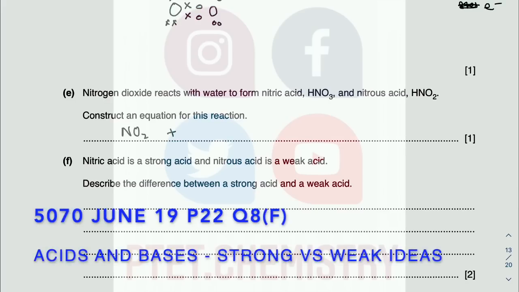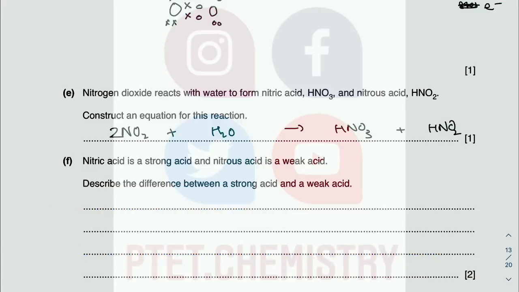NO2 reacts with water to give you nitric and nitrous acid. Now you need to balance this equation. There's 1 nitrogen, but there's 2 nitrogen, 1 here and 1 here. So sensible to put a 2 there. 2 hydrogen, there's 1 there and 1 there, so hydrogen is balanced. Oxygen, there's 2 times 2, there's 4, plus 1, there's 5. There's 3 there, plus 2, there's 5. This equation is balanced now.